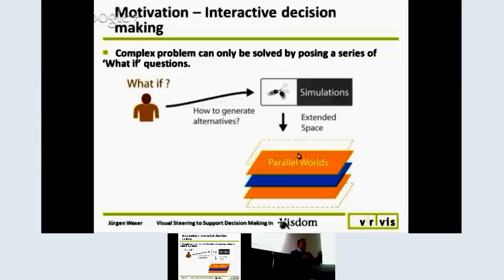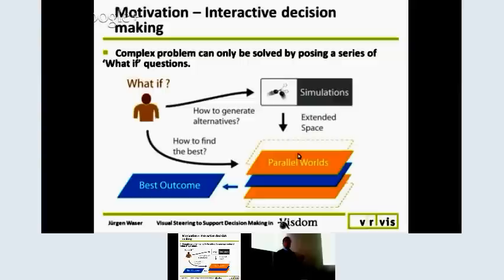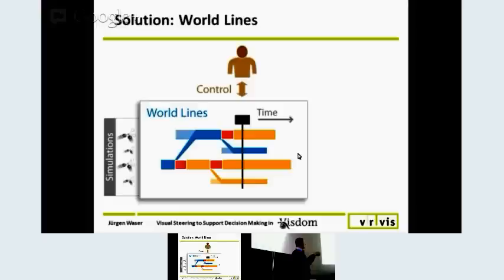If you have done that and you have all these parallel worlds, how can you find the best one, or how can you switch between alternatives to get the best outcome? And so in this world lines approach, here we have the simulations, here we have the user that is controlling that, and then there's a visual representation of these alternatives. On the horizontal axis, there's the time, which tells you time is progressing, and one of these boxes or lines is one alternative. When you have a branching off, then you get an alternative world. And so you can, at one glance, look at very many variations here.